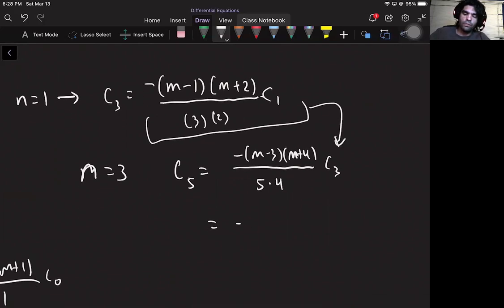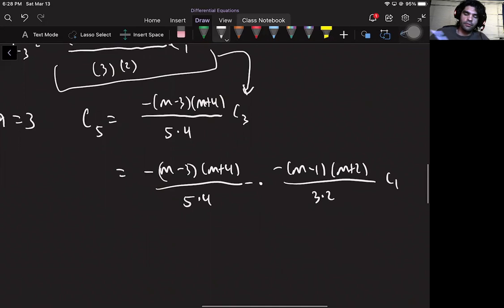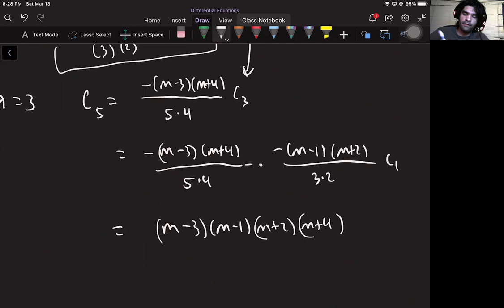and we'll see a very similar pattern once I rewrite it in the right order. So this will be negative m minus 1, m plus 2, 3 times 2, C1. Do the same sort of ordering. So the negatives will cancel again, and I'll write that biggest minus to the left, m minus 3, m minus 1, and then go in order of pluses to the right. And the bottom is 5 factorial.